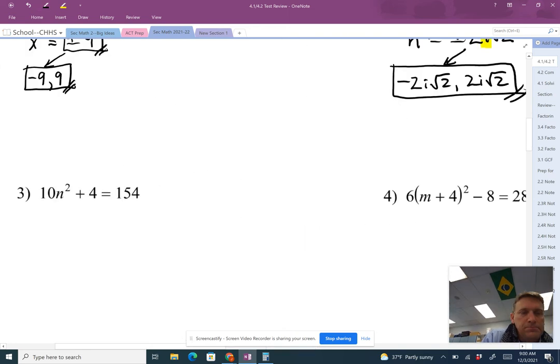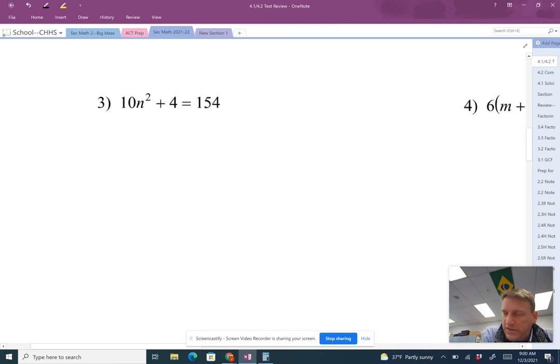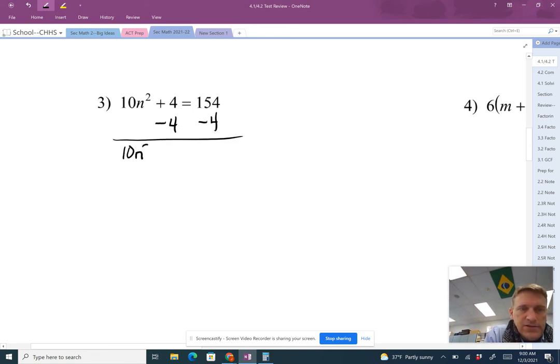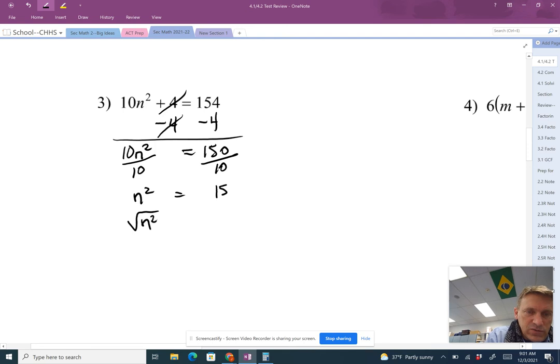Number 3, we've got 10n squared plus 4 equals 154. So we subtract 4 from both sides. And we get 10n squared equals 150. Then we divide by 10. And n squared equals 15. We then take the square root of both sides. Square root of n squared equals plus or minus. Always remember that plus or minus square root of 15.